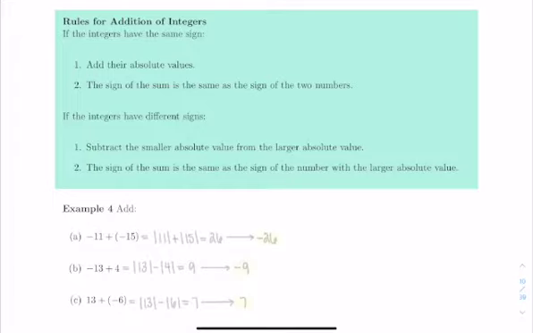So we've got -11 plus -15. They're both negative, they have the same sign, and so what we want to do is take the absolute value of 11 plus the absolute value of 15. When I add those together, I get 26, but my original numbers were both negative, so that means that this is -26.